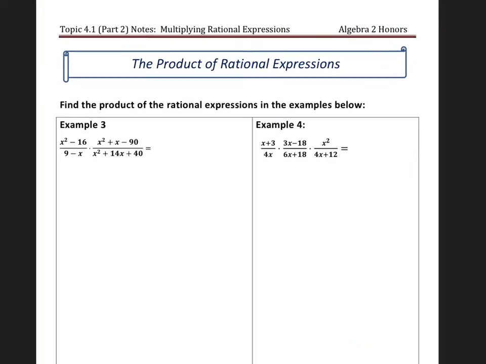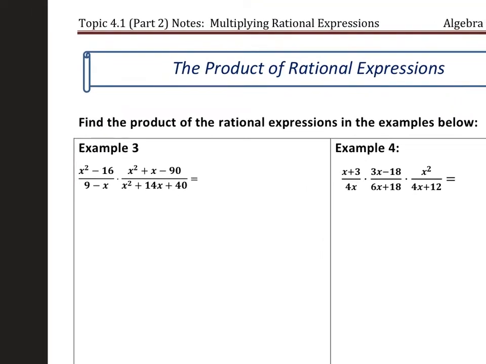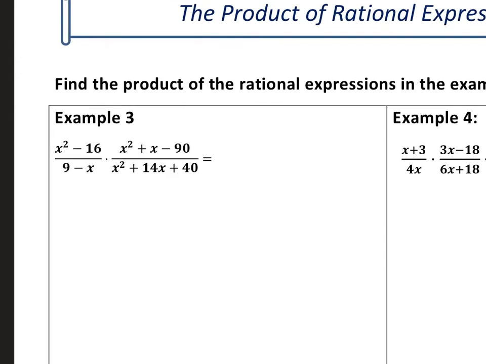Okay, so how do we find the product of rational expressions? Just as we did with rational numbers, we are going to factor everything down first to help us simplify the result in the end. So here we have our first problem. We have one rational expression here being multiplied by another rational expression. As we can see, x squared minus 16 is a difference of squares. So I'm going to rewrite that as x plus 4 times x minus 4.